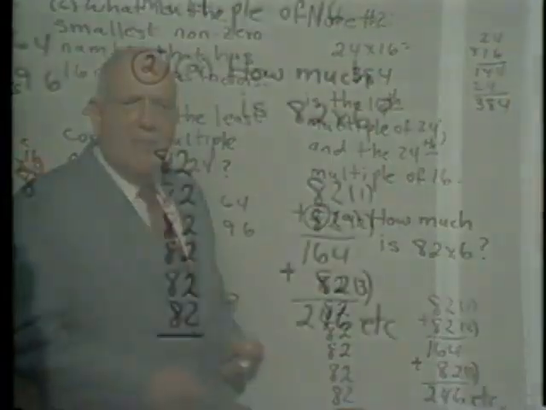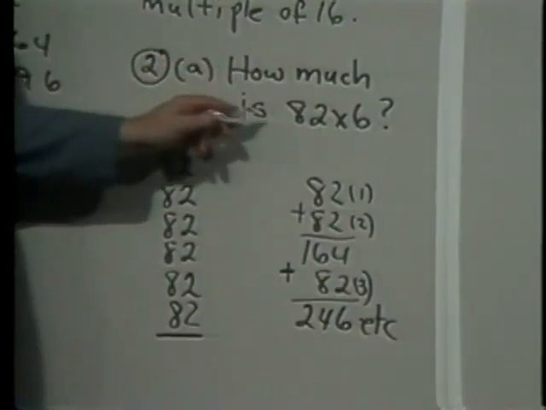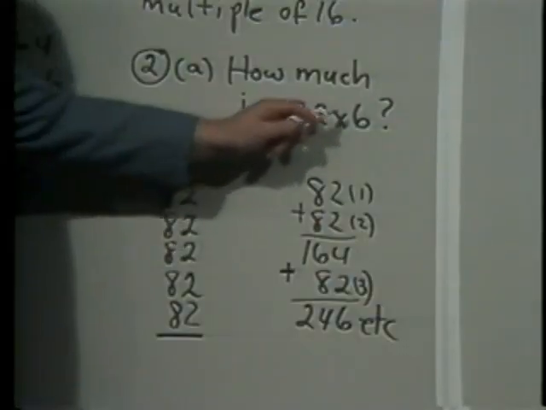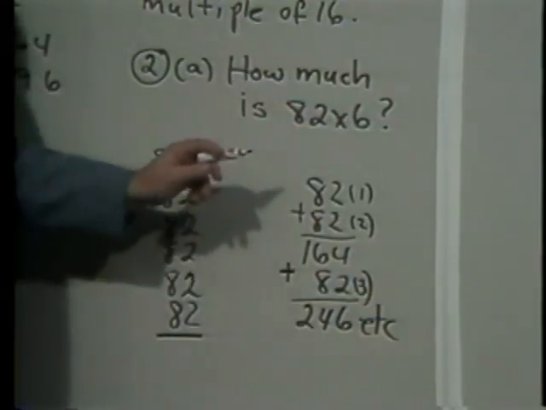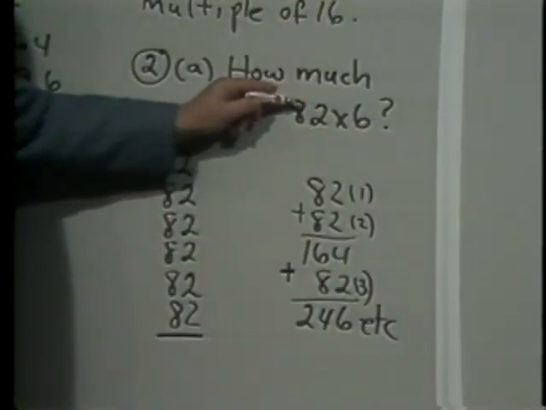And again, as I say, these problems aren't that exciting, but they are meant to cement down the details. You have to walk before you can run. Let's make sure we understand the vocabulary and how to use it. Part A in problem 2 says, how much is 82 times 6? Which is simply another way of saying what? What is the sixth multiple of 82? In other words, if you were counting by 82, what's the sixth number you'd come to?